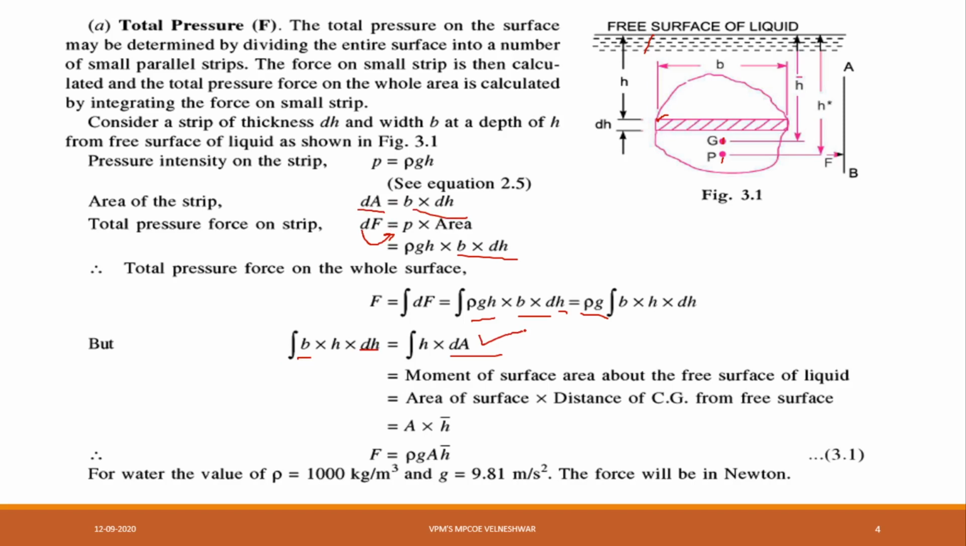That is equal to the moment of the surface area about the free surface of the liquid. That is the area of the surface into the distance of the center of gravity from the free surface, that is h bar. The integration gives A into h bar, because the height is changing, and that changing value is the distance of the center of gravity from the free surface. So the formula for us is F is equal to rho g A h bar.